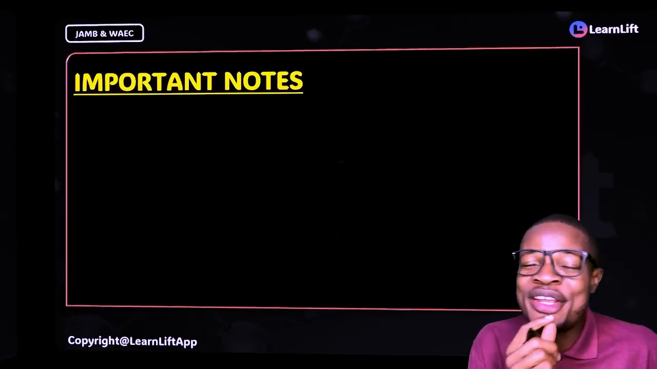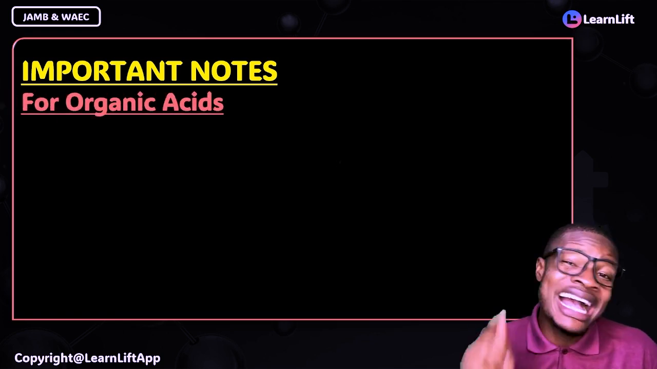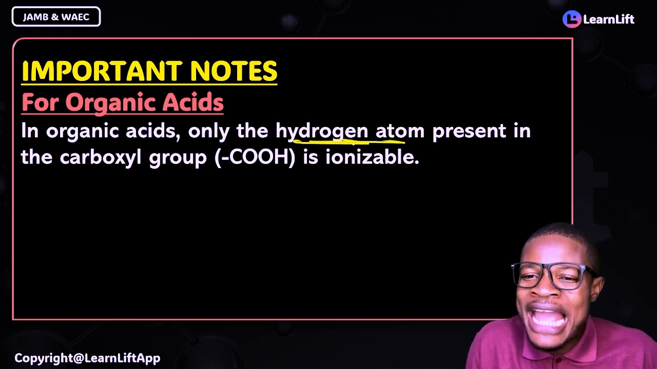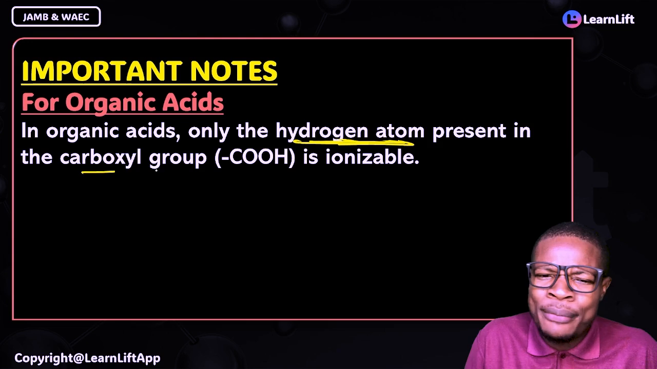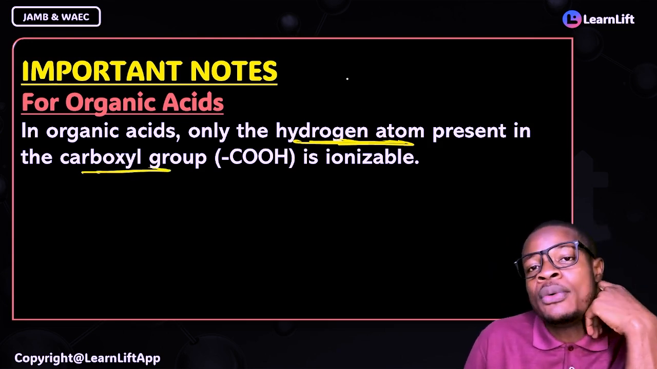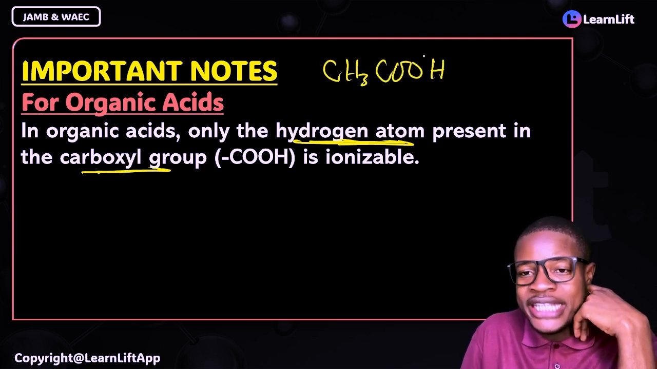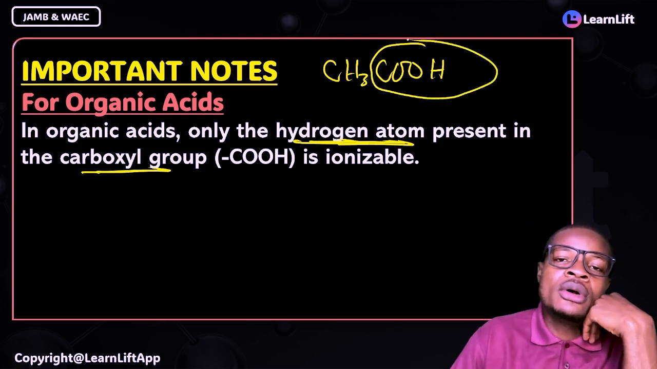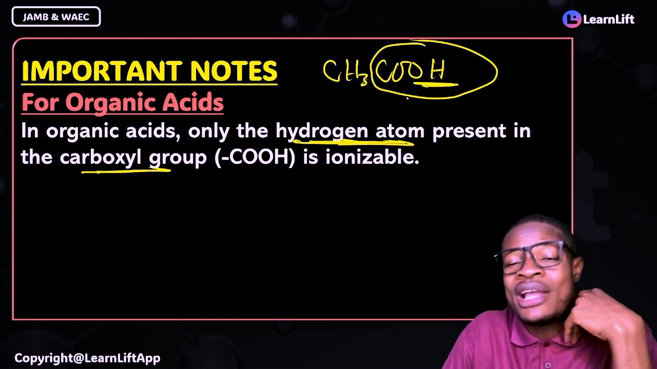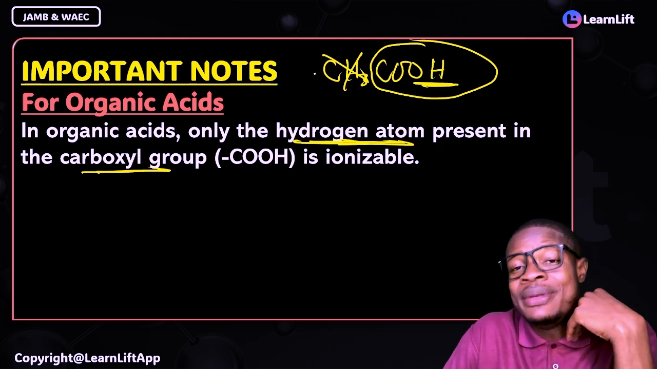Okay, let me show you something very little that you need to note. Importantly, I'd like you to know this very fast and don't forget that for organic acids, I stressed on this. In organic acids, only the hydrogen atom present in the carboxyl group is what is ionizable. So let's say, for example, ethanoic acid, CH3COOH. This here is the carboxyl group. Only the hydrogen that is in the carboxyl group is what is ionizable. This hydrogen here cannot be ionized.